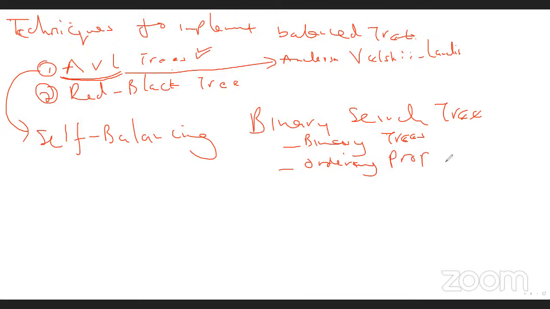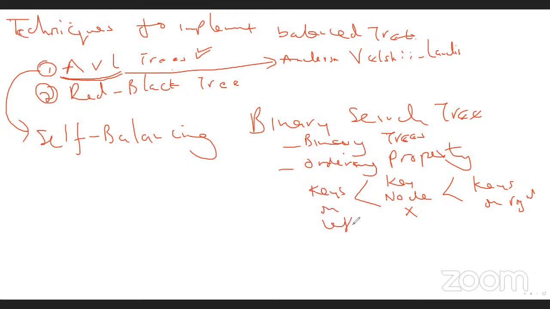We already know that. BST trees are binary trees with some ordering property, where the key at node X is less than the keys on the right, and the key at node X is greater than the keys on the left. Now we're adding something else to it.